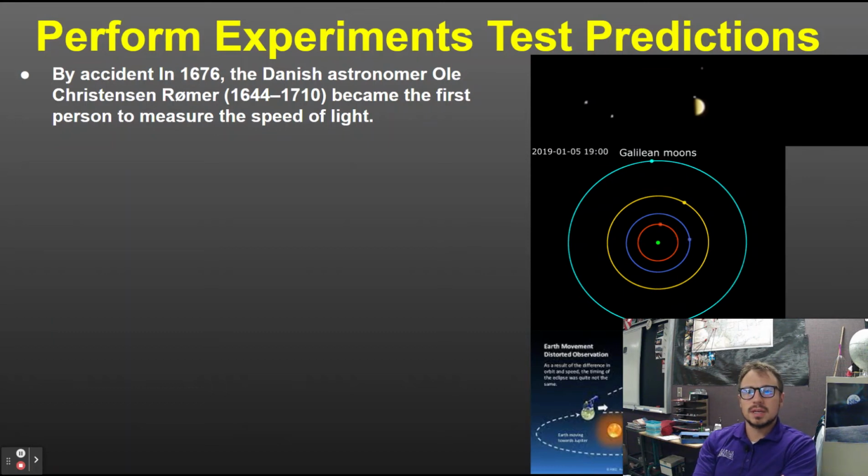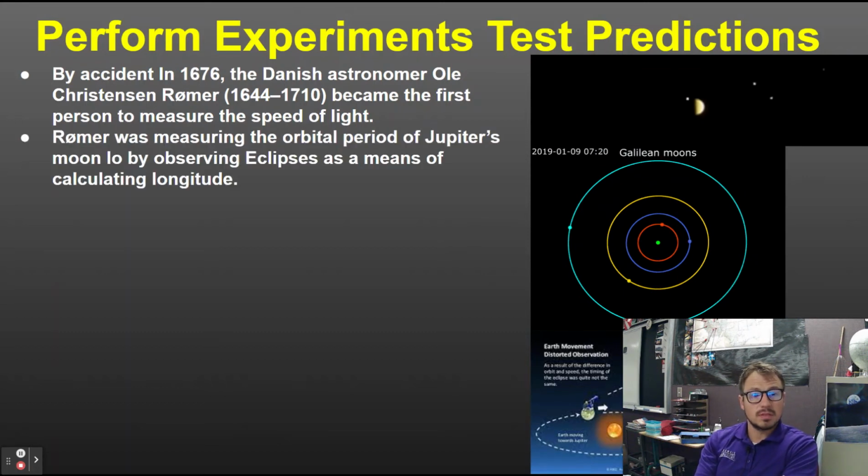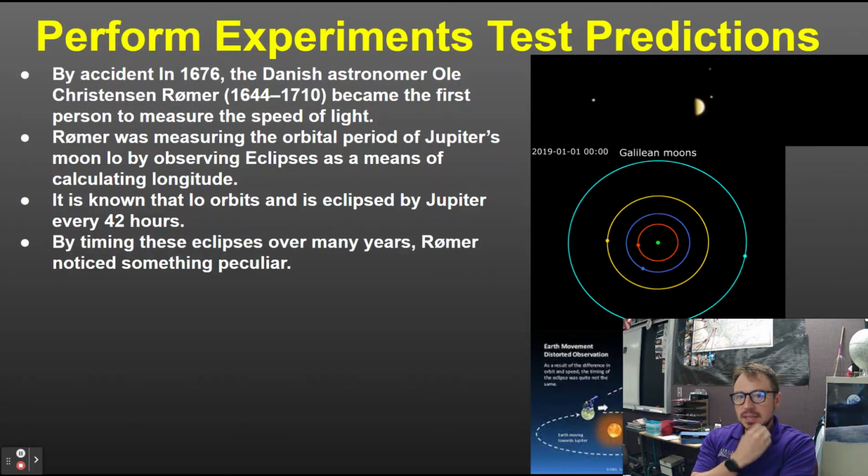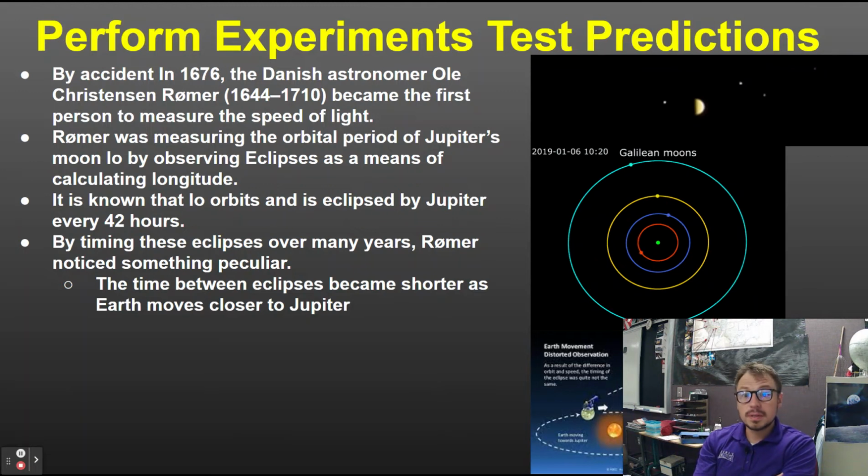Ole Romer became the first person to measure the speed of light. He discovered it by accident because he was measuring the orbital periods of Jupiter's moon Io. It is known that Io orbits and is eclipsed by Jupiter every 42 hours, and you can see that in those little graphics. Now, by timing these eclipses over many years, Romer noticed something very peculiar.